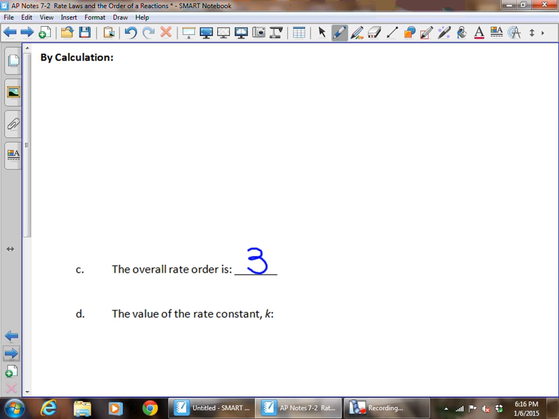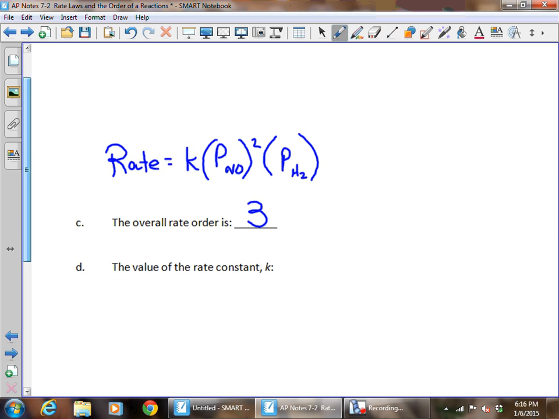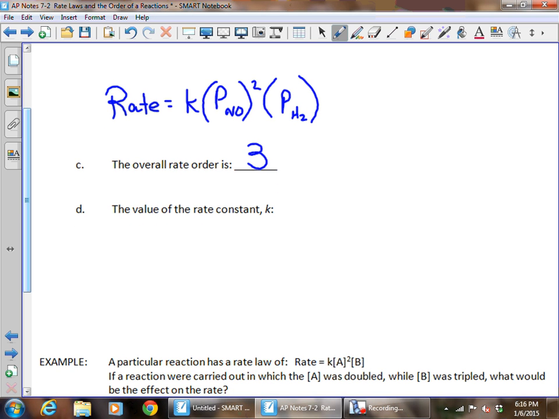This came up to be, if you remember in the previous video, that rate was K times the pressure of NO squared times the pressure of H2. So 2 plus our understood 1 gives us an overall rate order of 3. So now we can take that equation, we can choose one of the experiments and plug in values for it to find K. So I'm going to start with this again. Rate is K times the pressure of NO squared times the pressure of H2.